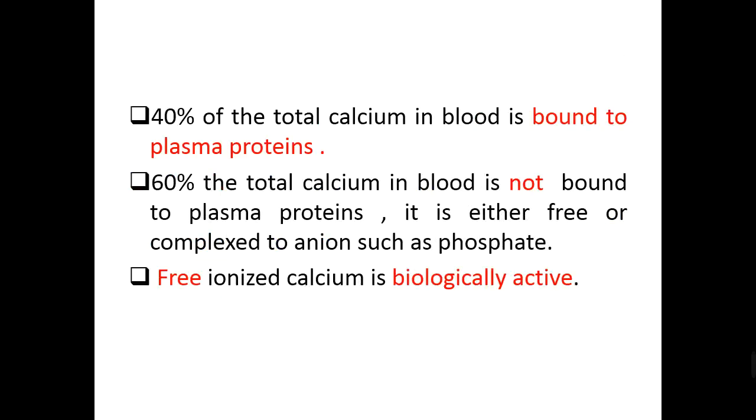About 40% of total calcium in blood is bound to plasma proteins, while 60% of the total calcium in blood is not bound to plasma protein. It is either free or complexed to anions such as phosphate. This percentage of free ionized calcium is the biologically active calcium.